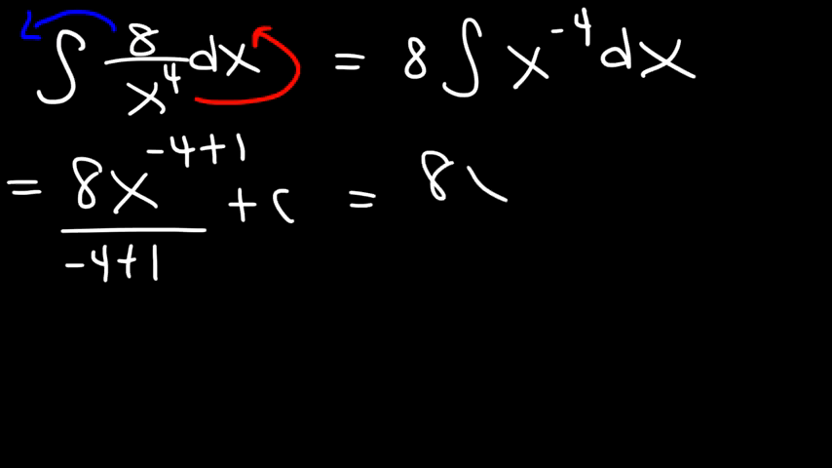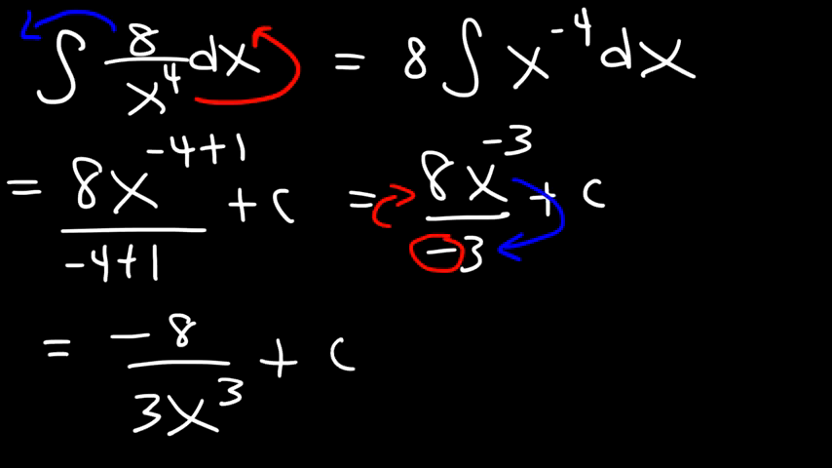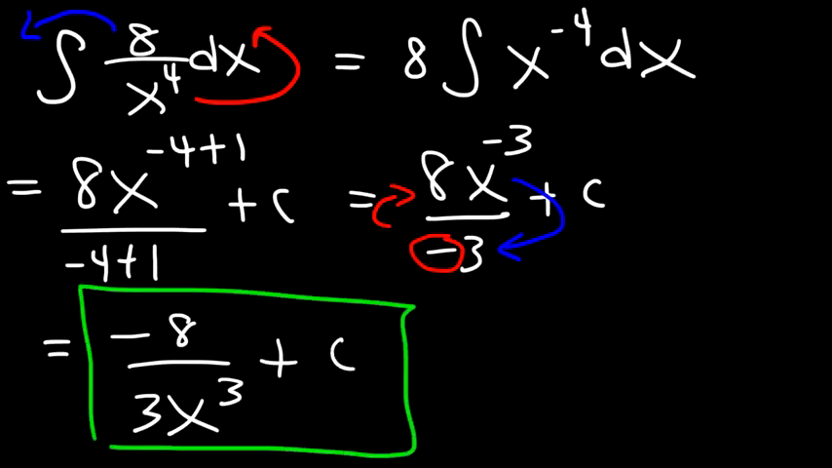Negative 4 plus 1 is negative 3. Now what we need to do is take the x variable, move it to the bottom, and we could take the negative sign, move it to the top. So we're going to have negative 8 divided by 3x cubed plus c. And so that's it for this example.